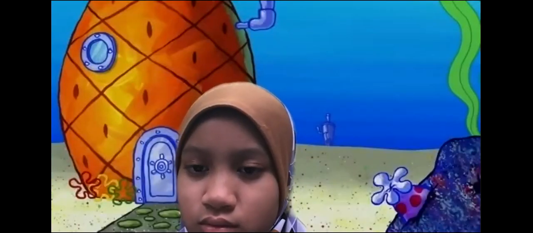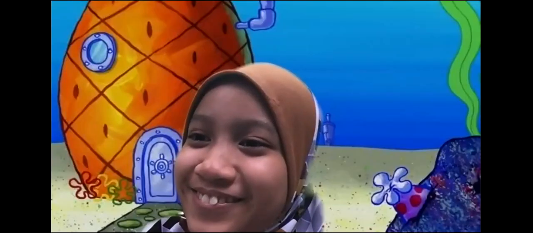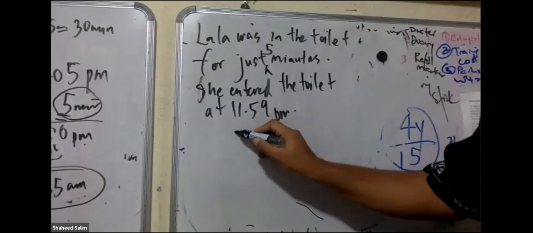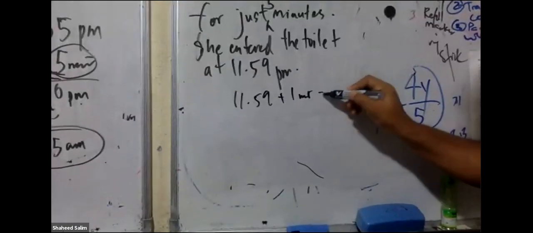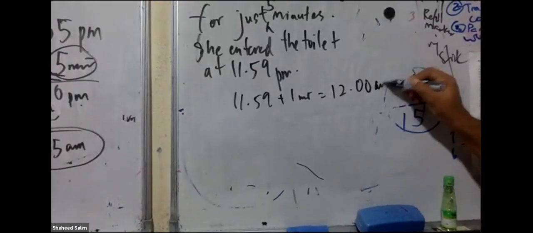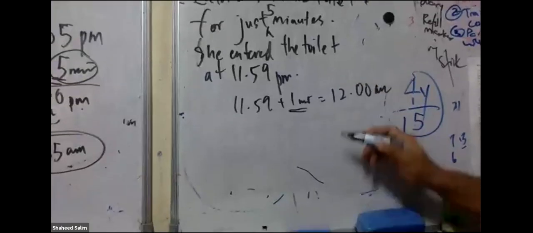12:04. AM or PM? AM. So okay now, down here we can take it. We plus 1 minute. This one becomes 12 midnight, which is 12 AM. Now you must plus another 4 minutes because it's 5 minutes. So 12:04 AM is correct.